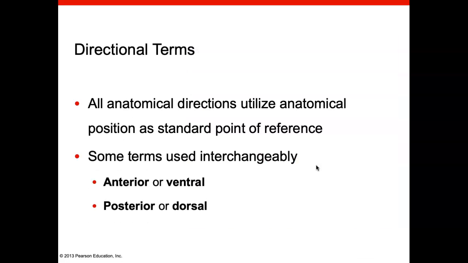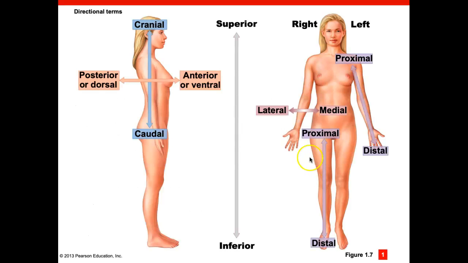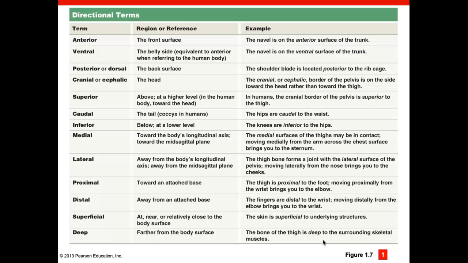Directional terms are important. It is comparing one body part to another body part in terms of where it is on the body. Some terms are used interchangeably. Anterior means ventral, posterior means dorsal. Cranial means toward the head, caudal means toward the feet, lateral means toward the side, medial means toward the midline, proximal means toward the trunk, distal means away from the trunk. And this chart gives you an example of using each one of these words.